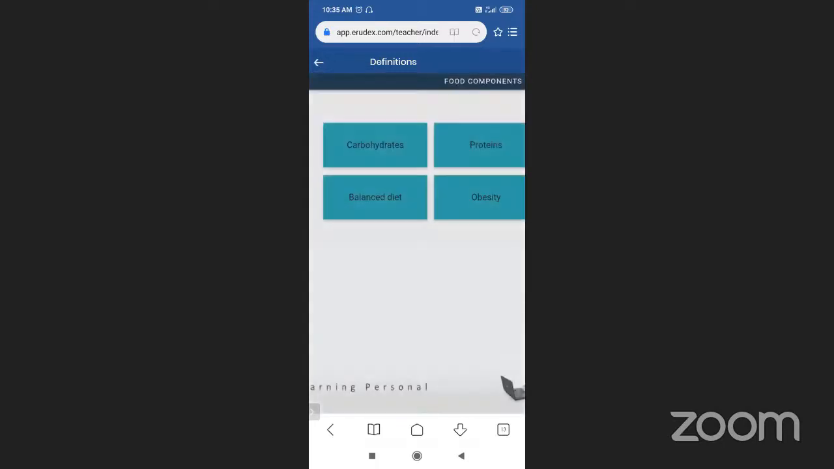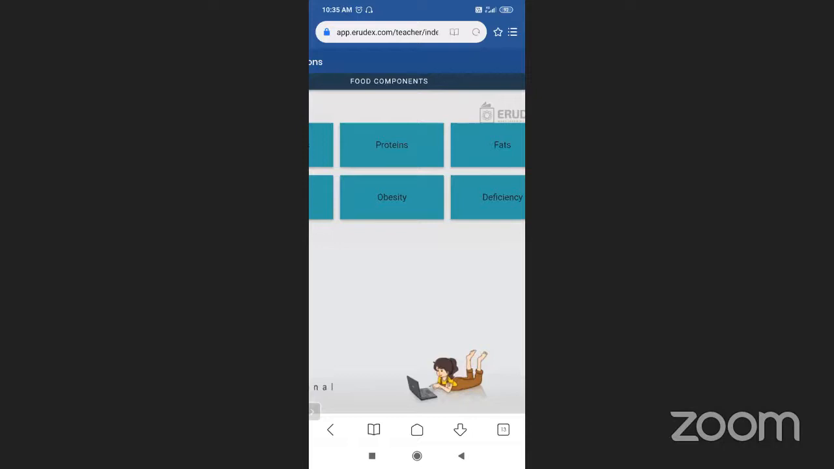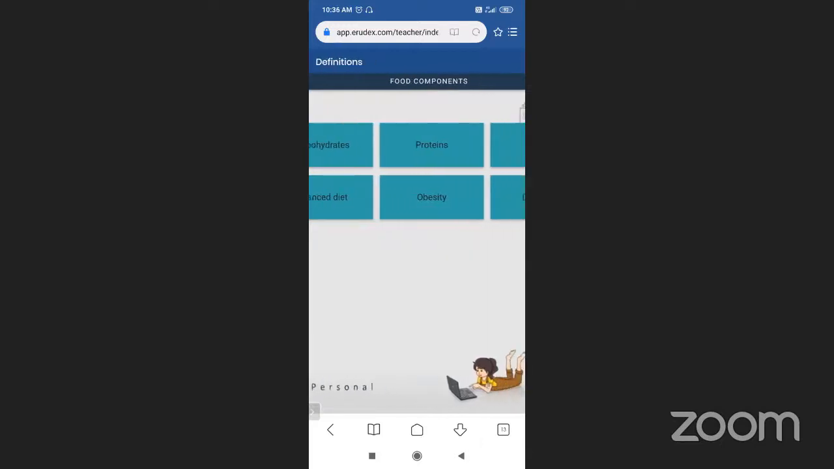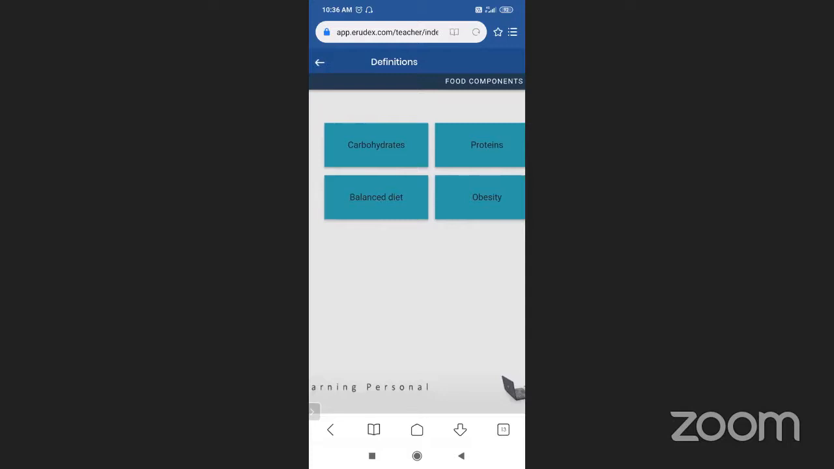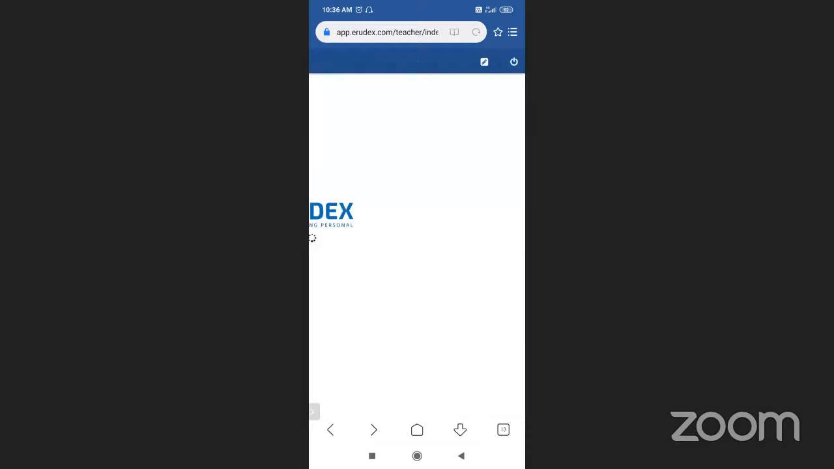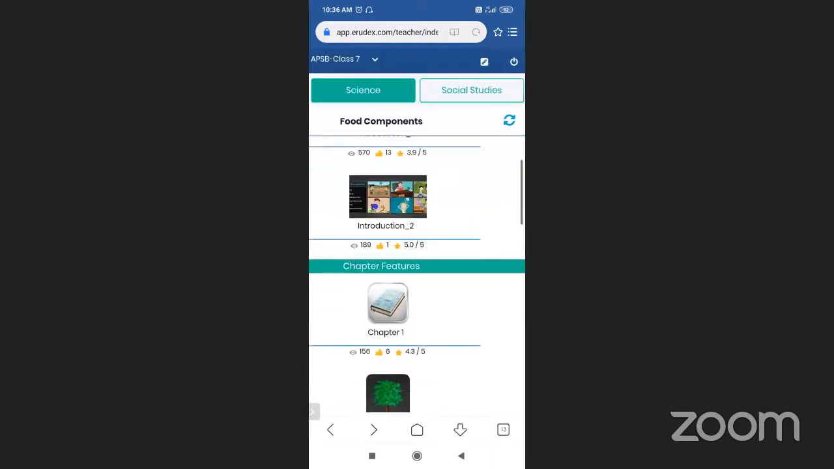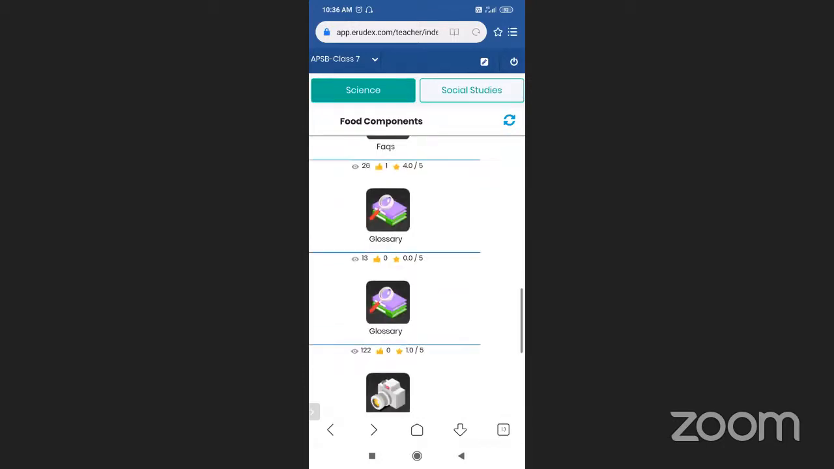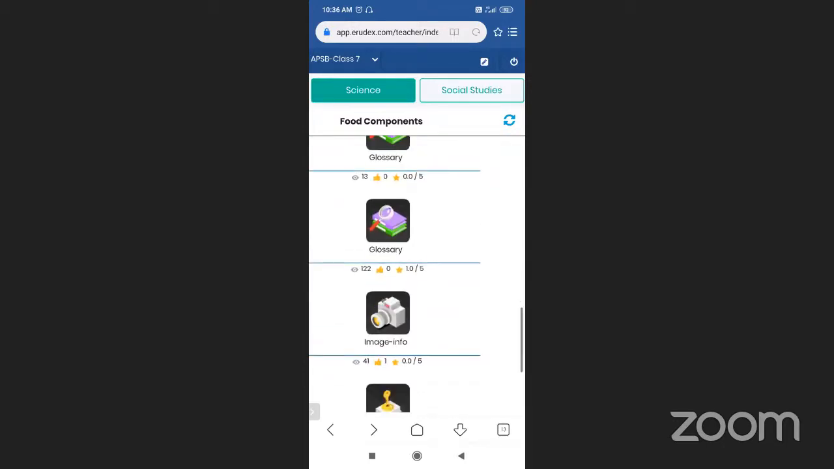Carbohydrates, proteins, fats, deficiency. Still, I did not explain to you. So in the next continuation topics, I'll explain the obesity and deficiency definitions also. Until now, we discussed up to balanced diet. So you can see the definitions in this also. And here the videos are available. FAQs are available. Class 3 is important, images are available.